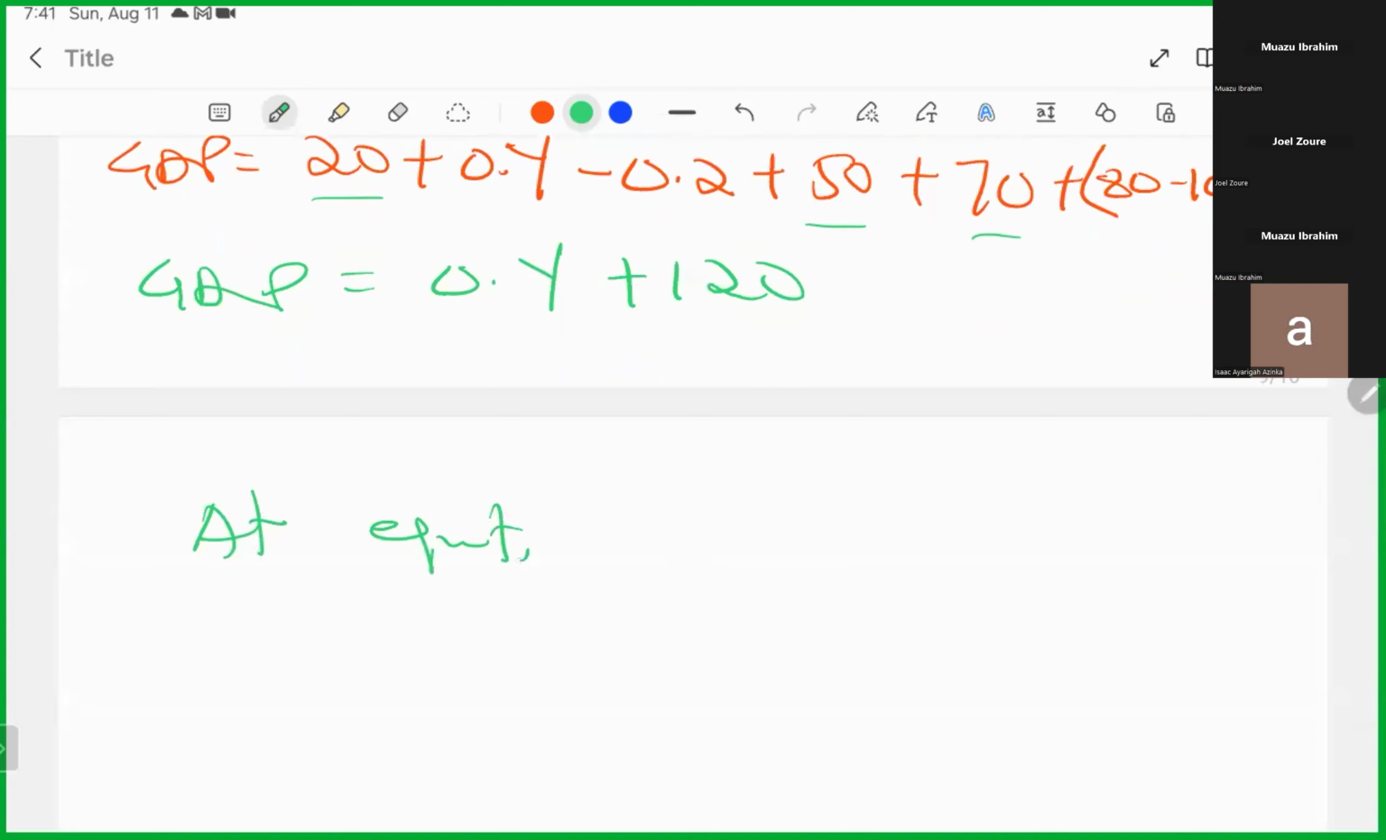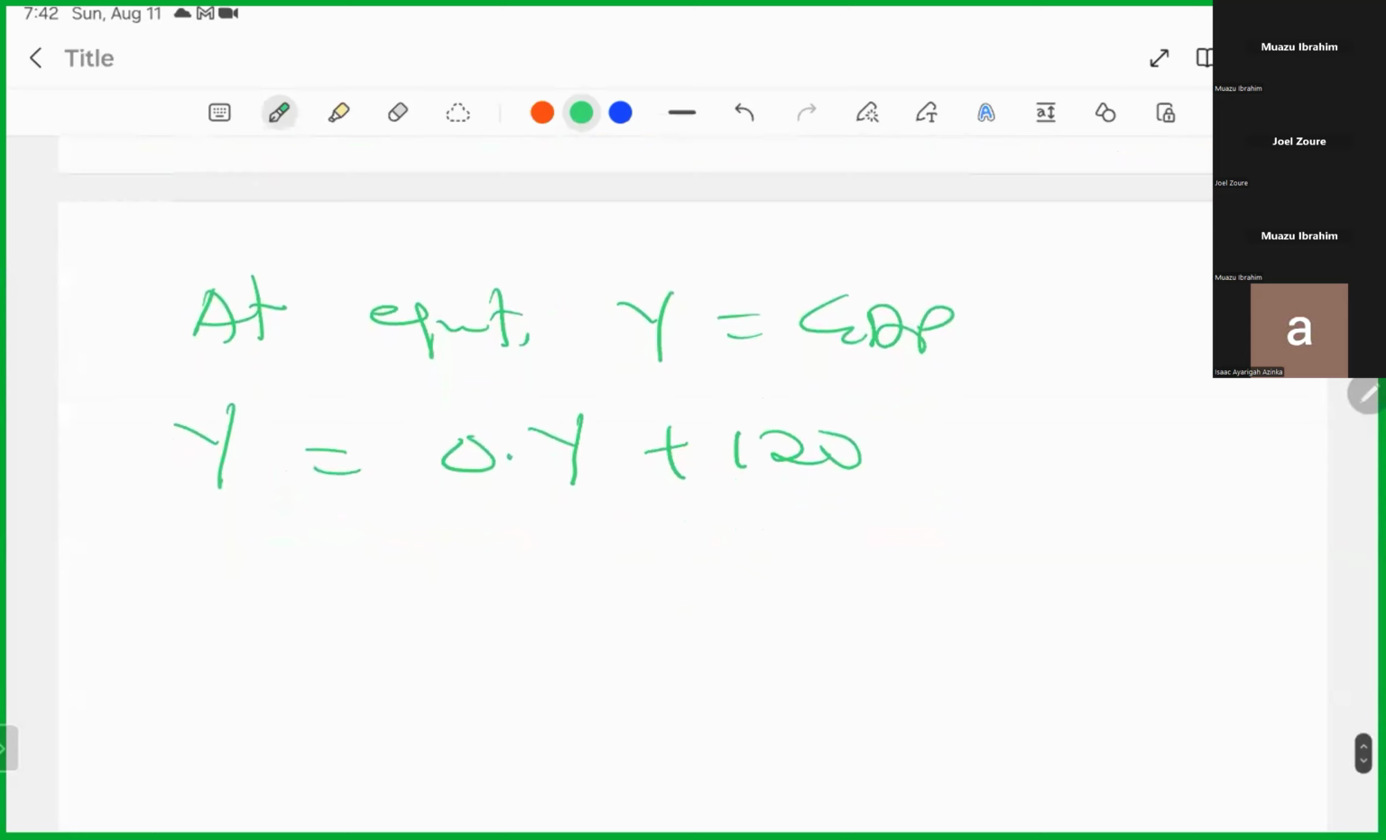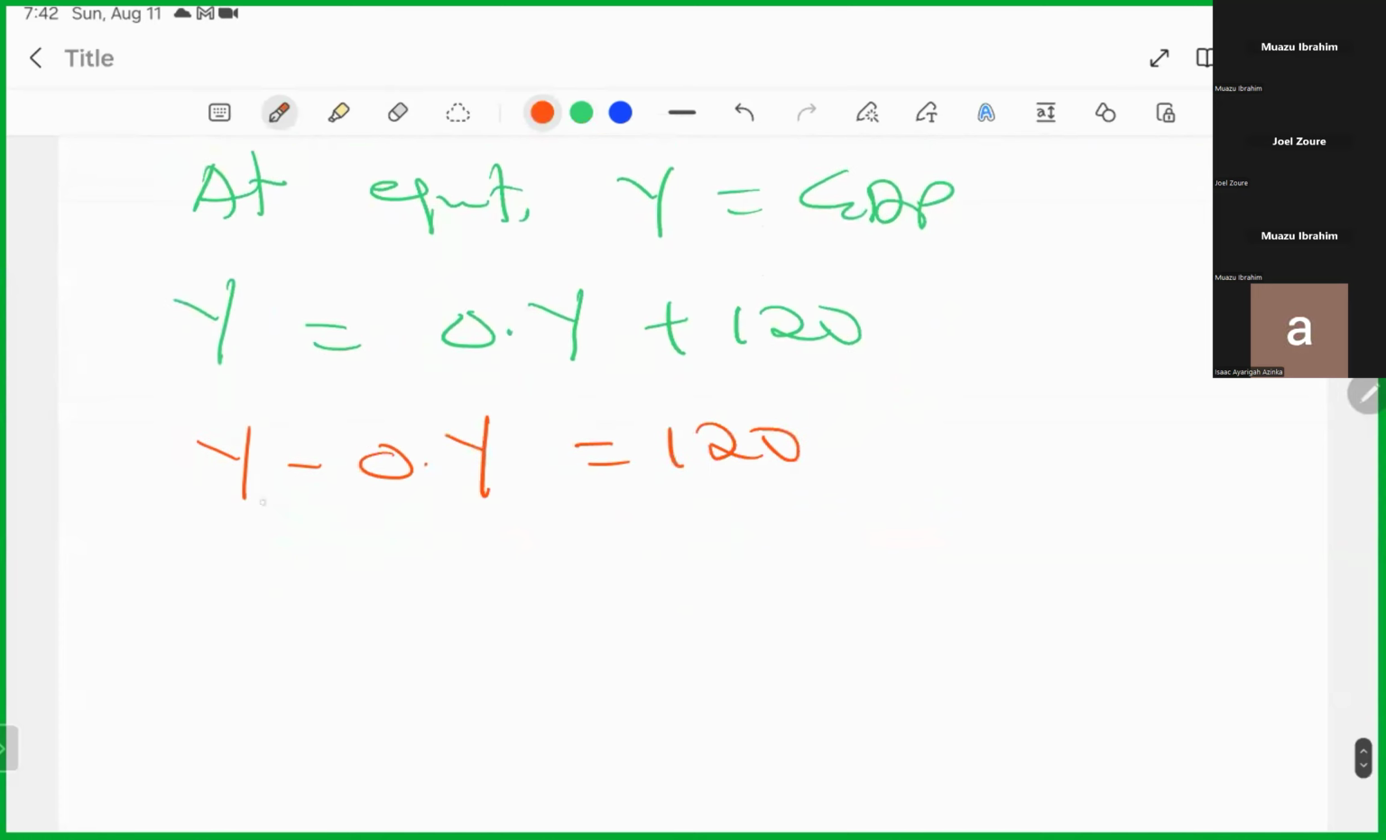But you will know that at equilibrium, like we said, Y is equal to GDP. So which means that Y will be equal to 0.1Y plus 120. When we group like terms, Y minus 0.1Y is equal to 120. So let me break this down for you to see.